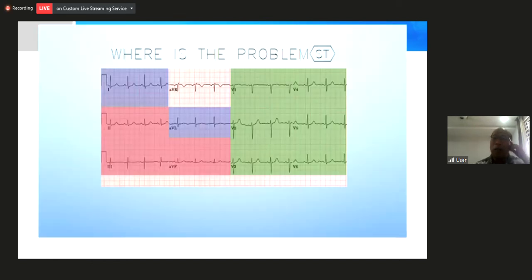Now we go to the problems. In this ECG, student, where is the problem? The patient presented with sudden chest pain, and then you did the ECG, and it shows like this. So where is the problem, student? Hello? Okay, you can see the abnormality more or less here, probably in V2 to V6, where it is slightly tall. Next slide.